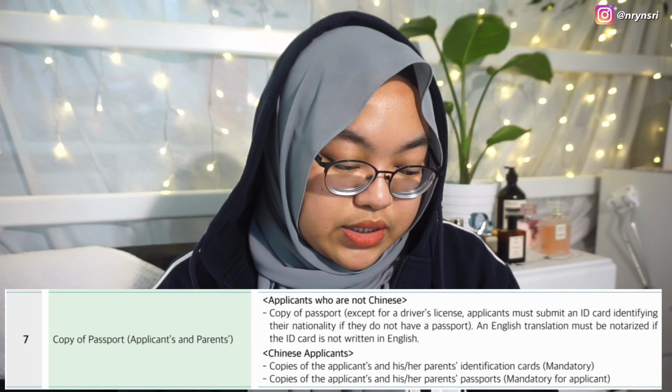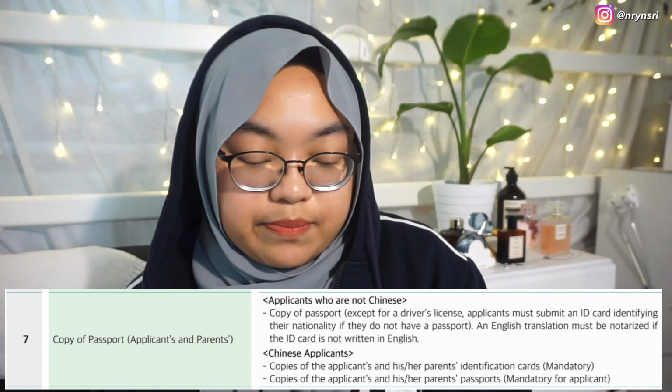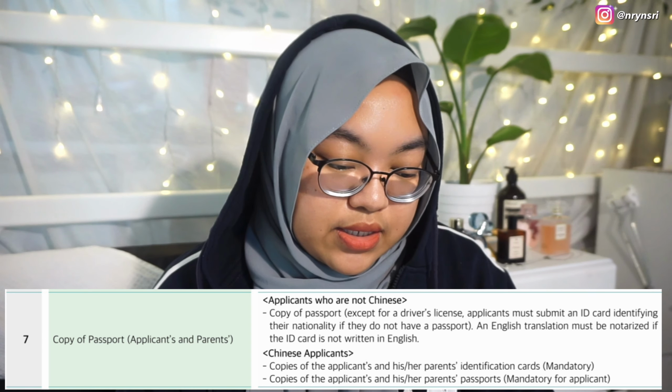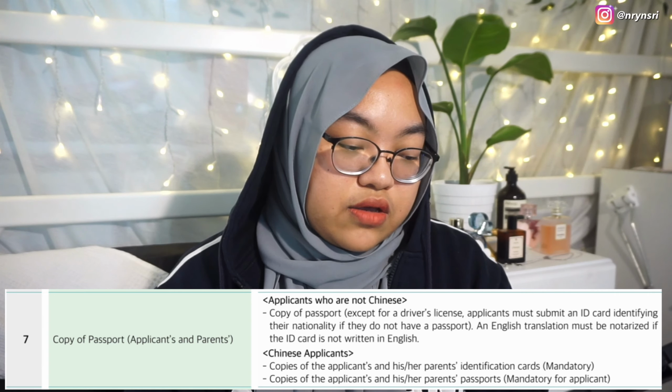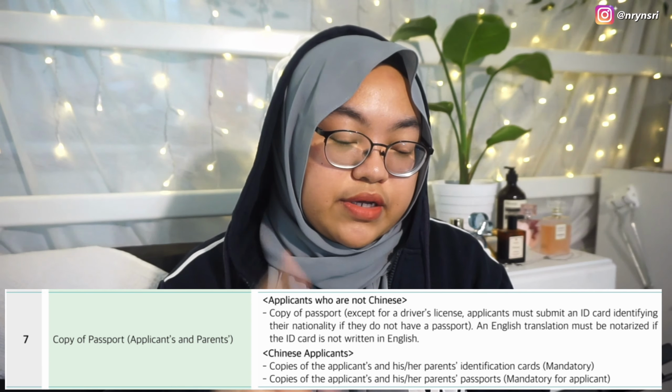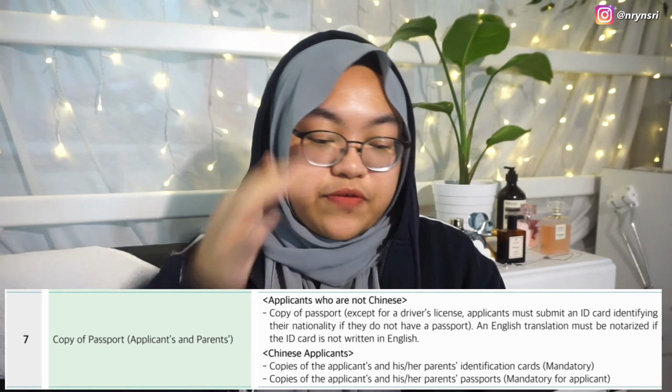Okay, and then the next one is copy of passport, applicants and parents. The copy of passport and English translation must be notarized if the ID card is not written in English. You need to notarize the photocopy of your passport and your parents' passports. For this one you need to go to the international office, like the Ministry of Foreign Affairs, I guess. For Malaysia, I went to Wisma Putra. I think I already forgot, but anything related to international relations, I went to Wisma, if I'm not mistaken. It's a foreign affairs kind of government office, and get it notarized and make sure it's in English. Even the chop, any statement, everything needs to be in English, okay?